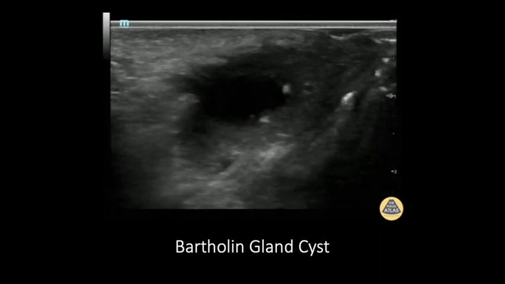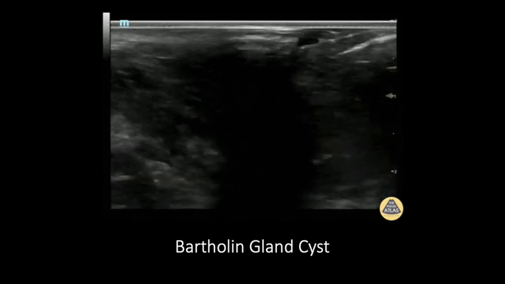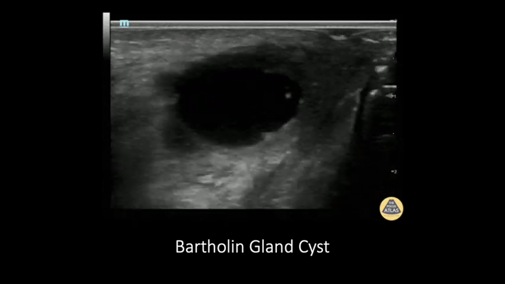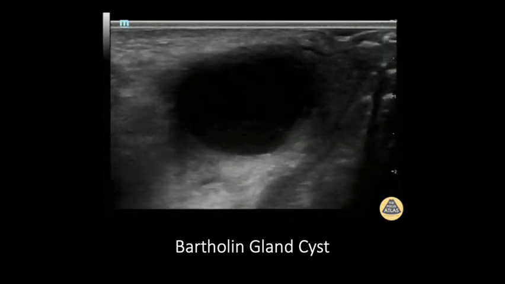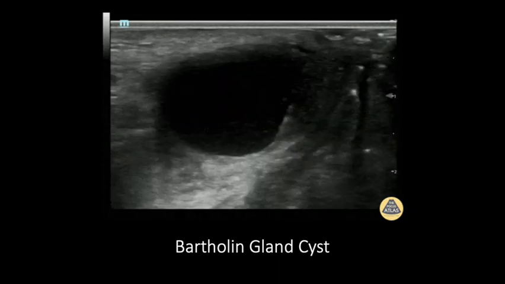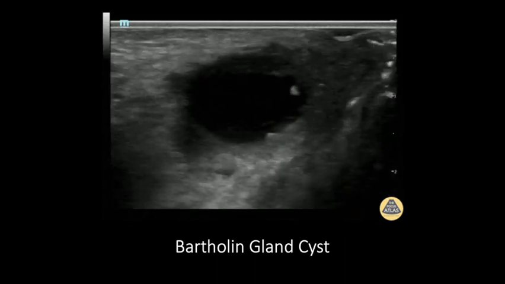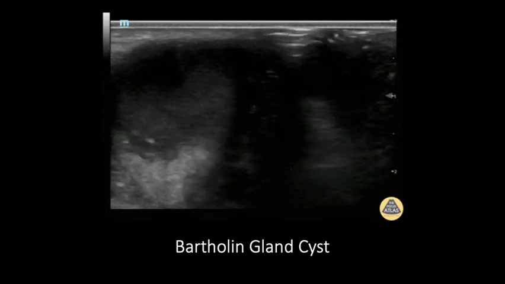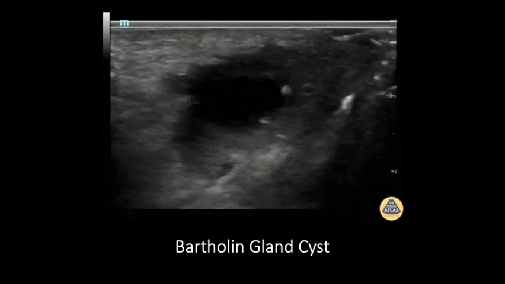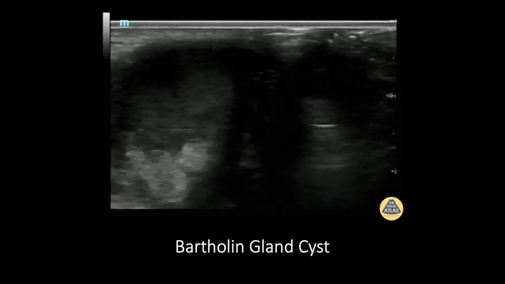The technique for imaging these relies on use of a linear probe, which should be covered in a single-use condom or glove. Here we see a round, heterogeneous structure with septations and internal flow or fluctuance consistent with an abscess. I typically will cover my probe with a large Tegaderm, place a needle to aspirate, and then place a Word catheter if I can to drain these Bartholin gland cysts and prevent them from recurring if possible. Following use, these probes should be cleaned with a high-level disinfectant.